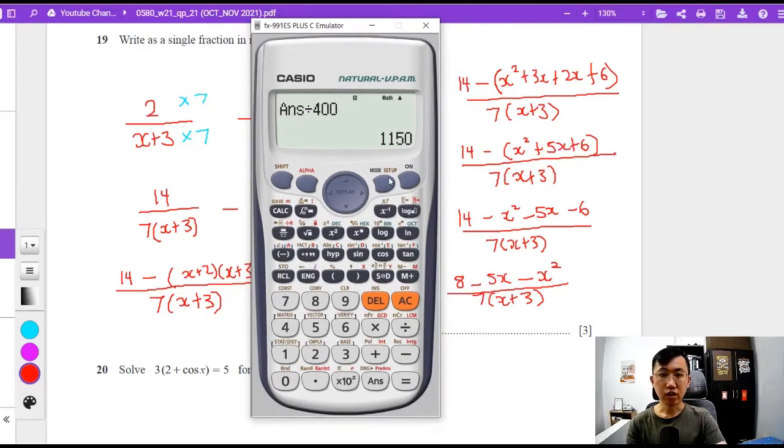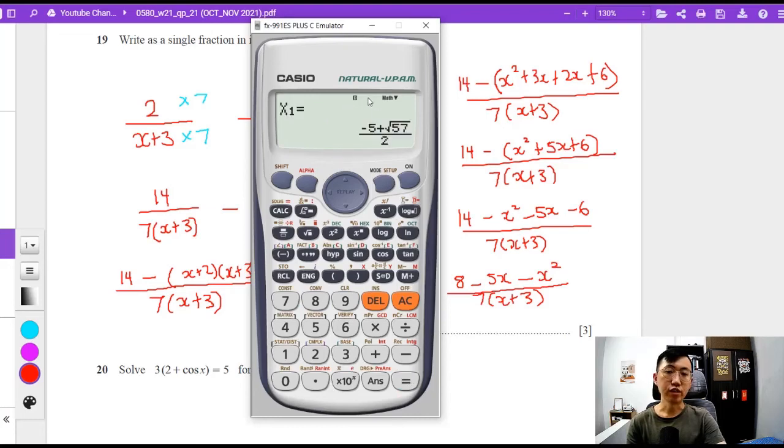Alright, so click on mode. I am gonna find equation, so quadratic is number 3. Click number 3. So key in your A. A is in front of x squared, so -1 equal. B is -5 equal. C is +8 equal.